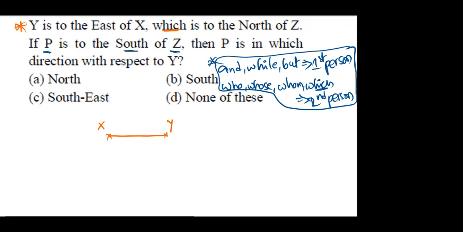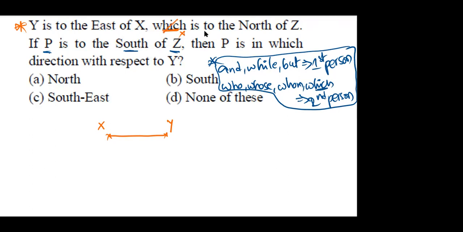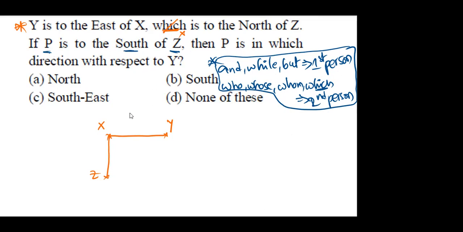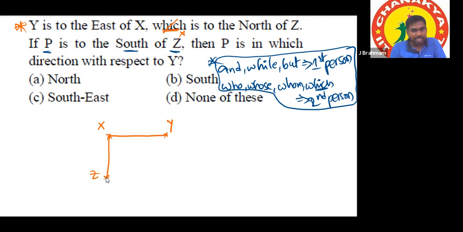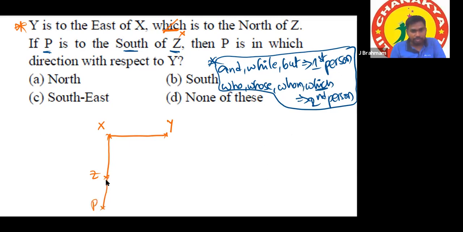Yes, sir, clear. Okay. Next, here we can separate these two sentences by replacing "which" by the letter X, correct? Yes, sir. Now X is to the north of Z. X is north of Z means Z will be south of X, correct? Yes. Next, P is south of Z means Z is to the north of P. So this will be P and Z is on the north of P. Or we can say P is to the south of Z. Next, that's all. Diagram is over.